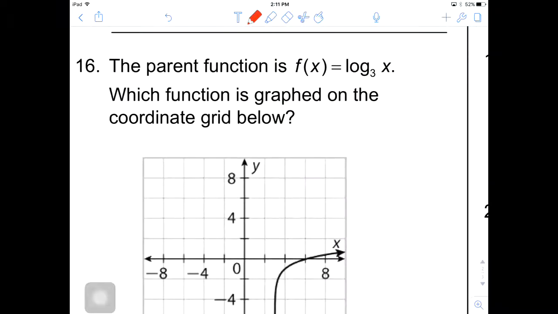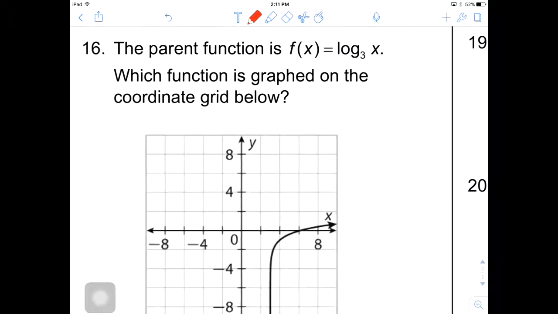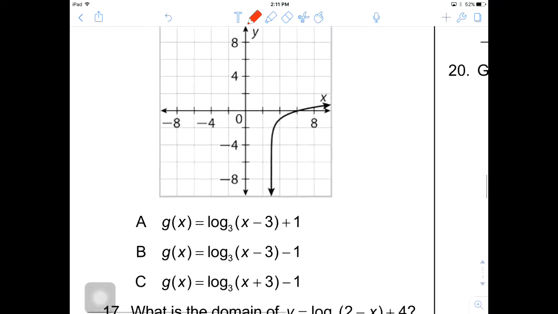Number 16, the parent function is f of x equals log base 3 of x. Which function is graphed on the coordinate grid below? Based on the equation, it looks like this is a log base of the original. It looks like it moved 3 units to the right, and then it was also shifted down. So 3 units to the right, 1 down, and that is answer choice B.